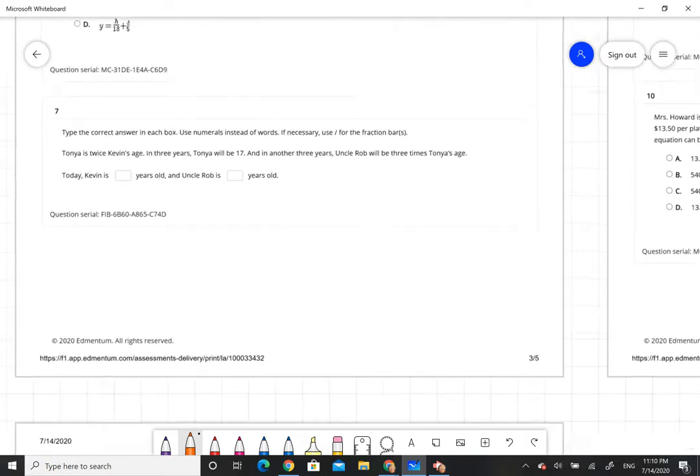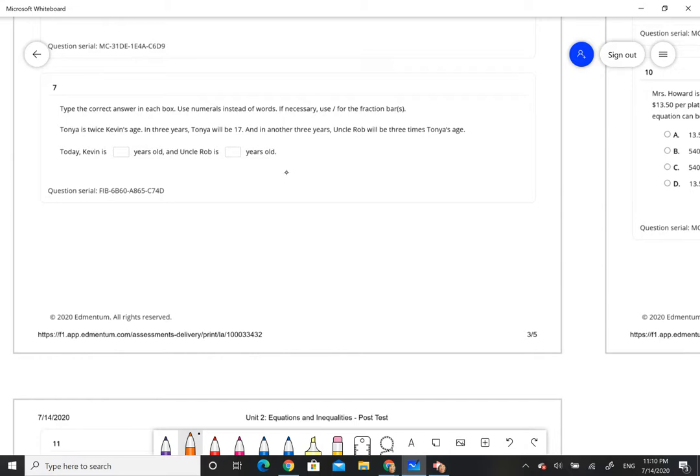Number 7, type the correct answer in each box. Use numerals instead of words. If necessary, use slash for the fraction bar. Tonya is twice Kevin's age. In 3 years, Tonya will be 17. In another 3 years, Uncle Brock will be 3 times Tonya's age.